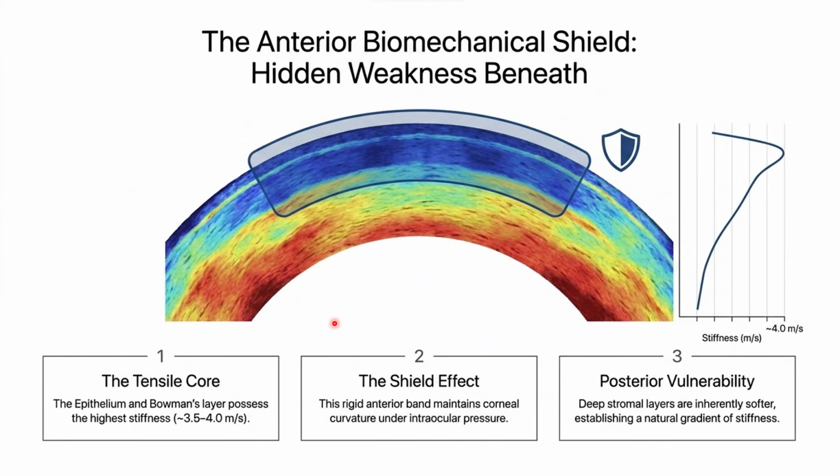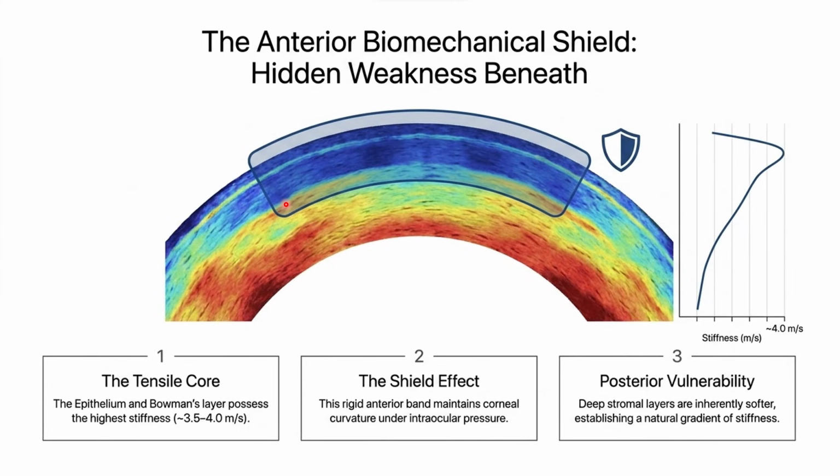This is the shear speed map, as I explained before, and this color represents the gradient of stiffness from the superficial part to the deep part. This is the shield of the outermost part of the cornea, which resists deformation from outside.